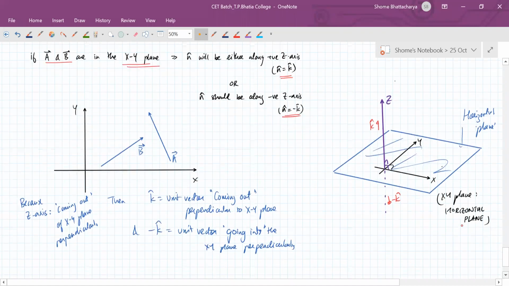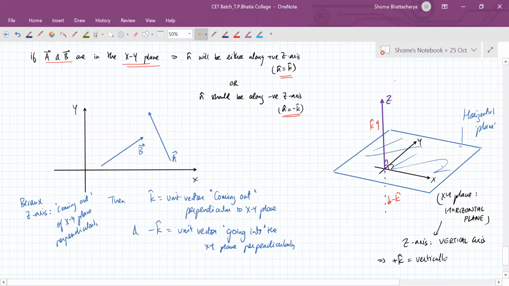So if we represent xy is the horizontal plane, then z axis is the vertical axis. So that means that positive of k cap or k cap is the vertically upwards unit vector, whereas minus k cap would be the vertically downwards unit vector. Okay, so that's the first thing.